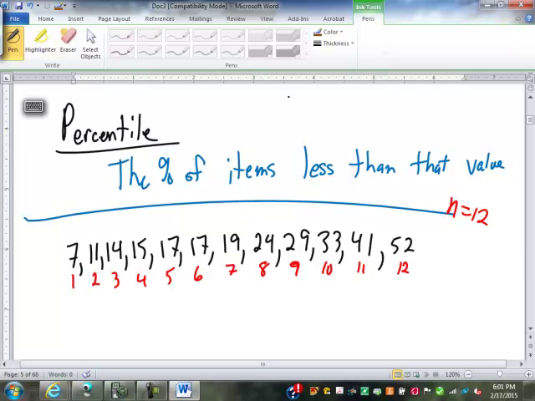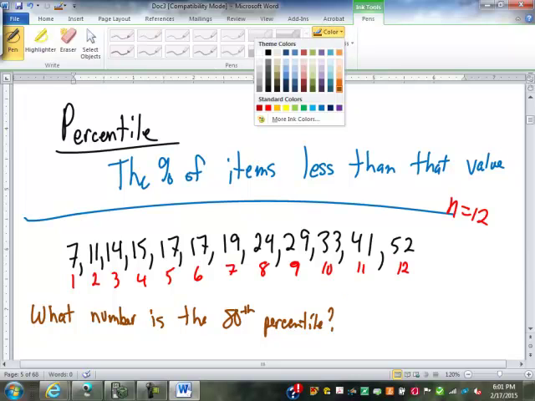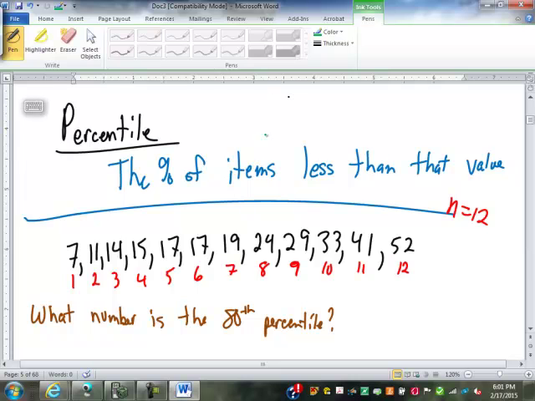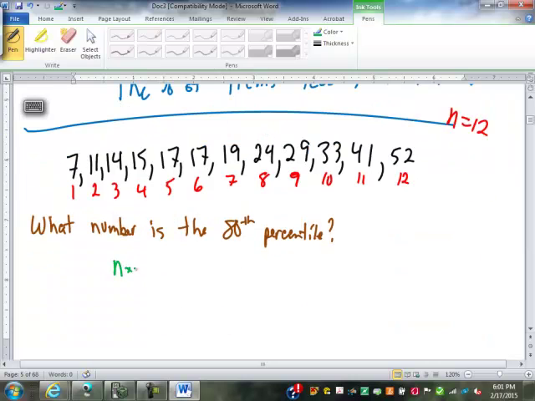We're going to start out with the simpler side of things. If I ask you what number is in a certain percentile, let's find that number. For example, what number is the 80th percentile? Well, just like with the median, we start out by finding the position. That's going to be n times our percentile. N is 12. What's the percentile here? 80. So we're going to multiply by 0.8, the decimal equivalent of 80%, which gives us 9.6.